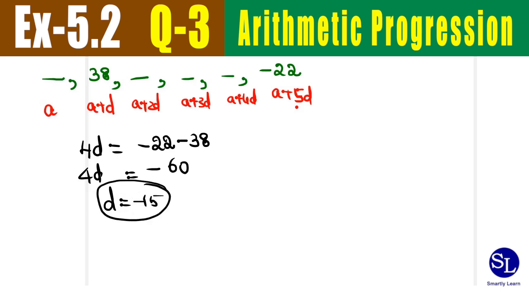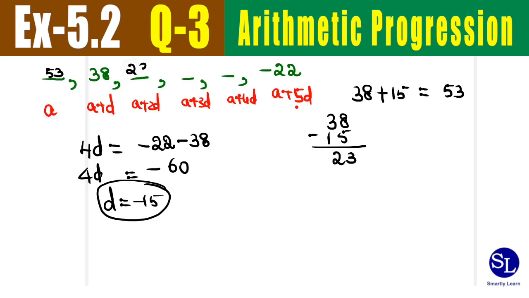Now we are going to generate each term. From the second term, I need to get the first term, which means I need to subtract the d. So 38 minus of minus 15 is plus 15. So 38 plus 15 is equal to 53. So this term is 53. Now I have to add minus 15 to 38 to get the next term. Essentially 38 minus 15, so this is going to be 23. So the next term here is 23.